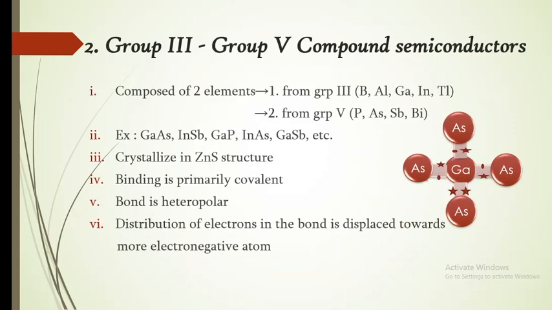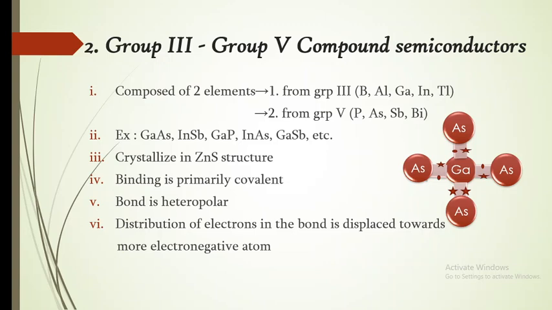So here the distribution of electrons in the bond will be displaced towards the more electronegative atom. That's why a net negative or positive charge will be developed. That's why again some sort of ionic nature will be there. That's why binding is primarily covalent, not 100% covalent. So there is some contribution from ionic nature itself. The bond is a mixture of ionic as well as covalent components, but covalent nature is dominating.